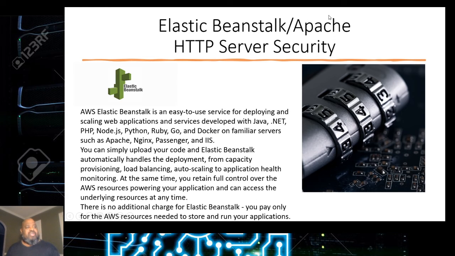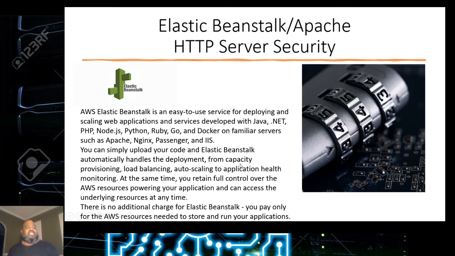So once again, Elastic Beanstalk is for application development. As part of that, the Apache web server is built in. AWS Elastic Beanstalk is an easy-to-use service for deploying and scaling web applications and services developed with Java, .NET, PHP, Node.js, Python, Ruby, Go, and Docker on familiar servers. The one we're going to talk about today is Apache, along with Nginx, Passenger, and IIS.